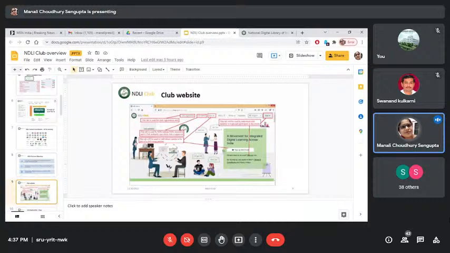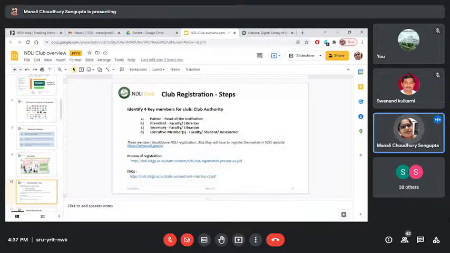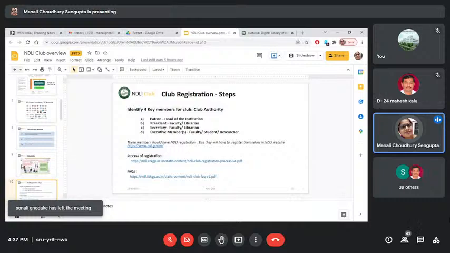This club was wonderfully formed by Shirish sir, and that is why we are taking this awareness session. So I will not take much time describing the club website. I will not do that. This is already formed by the institution. So here comes the key persons in the club: the patron, president, secretary, executive members. They are the key persons.